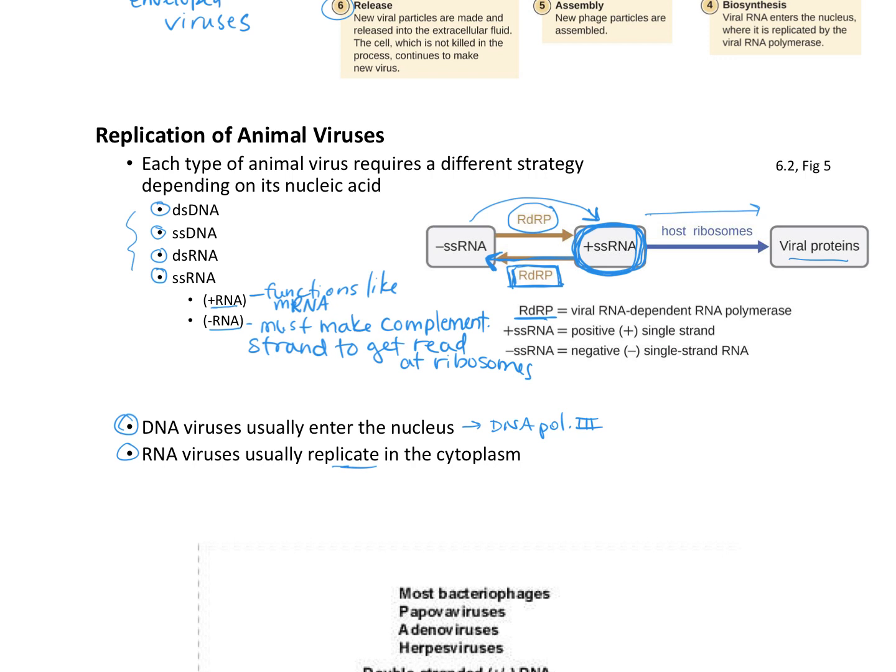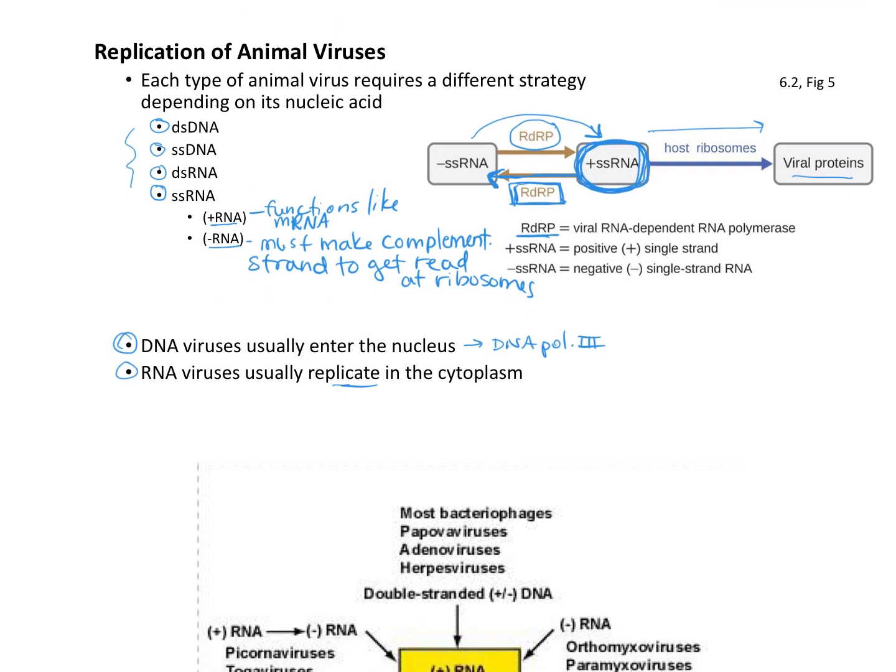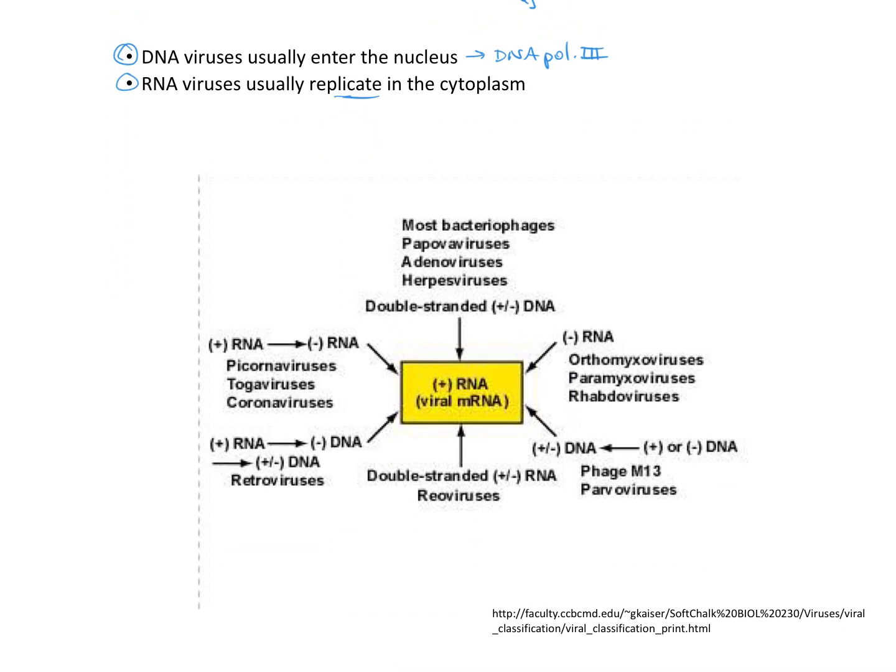Okay, so the point here is that whatever kind of nucleic acid viruses have, whether it's some kind of DNA or negative sense RNA, and don't memorize these specific viruses at this point, they have to have a strategy to get plus sense RNA. Because remember, that's what's read at the host cell ribosomes, the plus sense RNA.